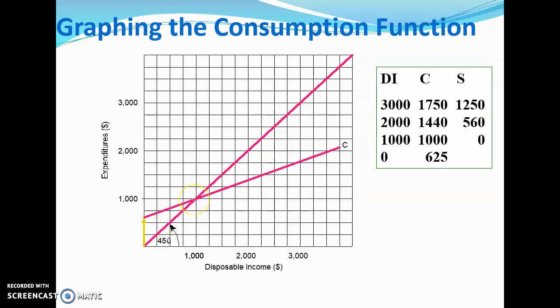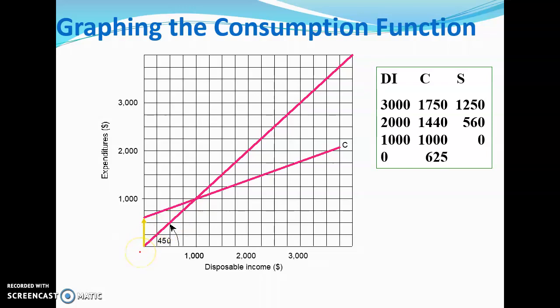And what about this point? At this point your disposable income and your consumption are the same. So at this point your savings is equal to 0. Savings is actually the difference between the disposable income and the consumption. If the disposable income is greater than consumption, then the saving is positive. If disposable income is less than the consumption, then the savings are negative. And if disposable income is equal to the consumption, then the savings are equal to 0.